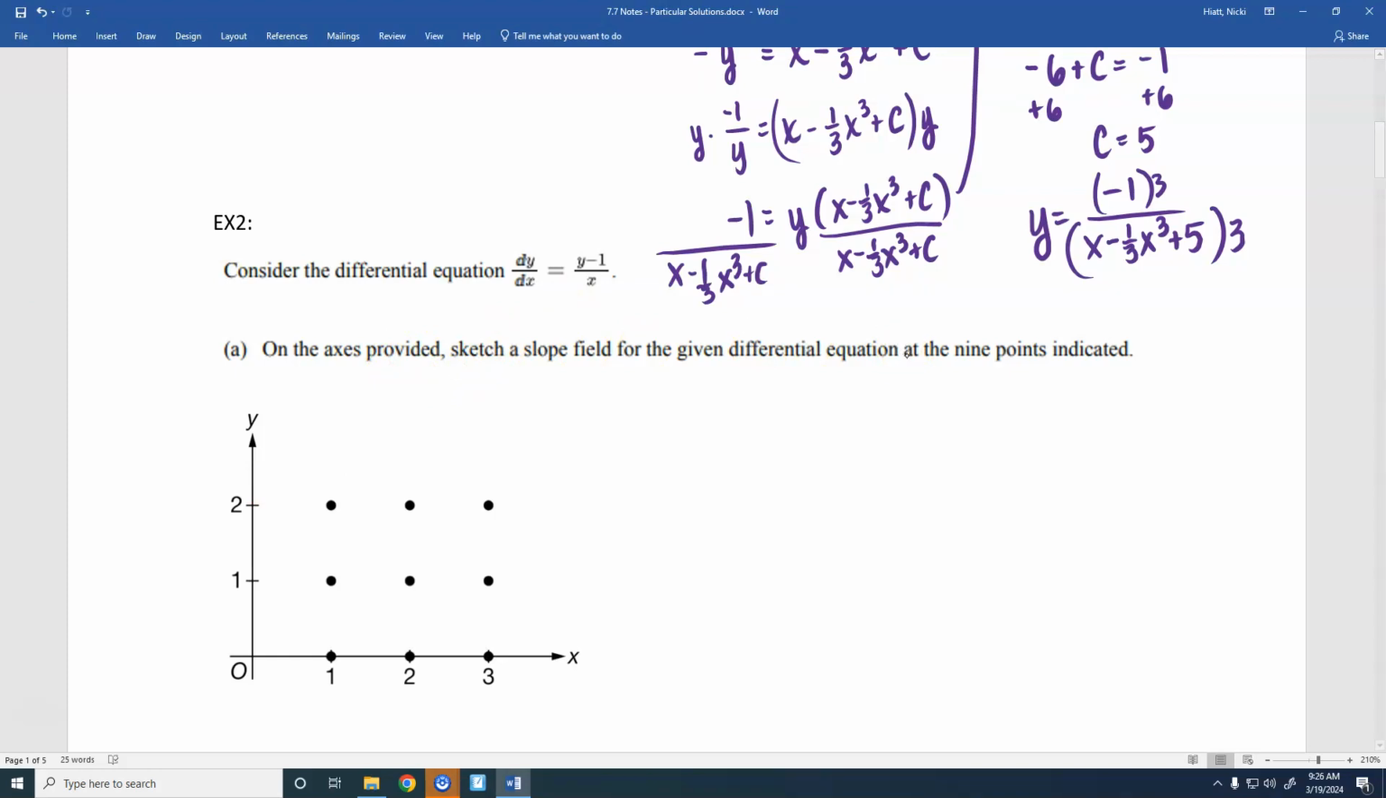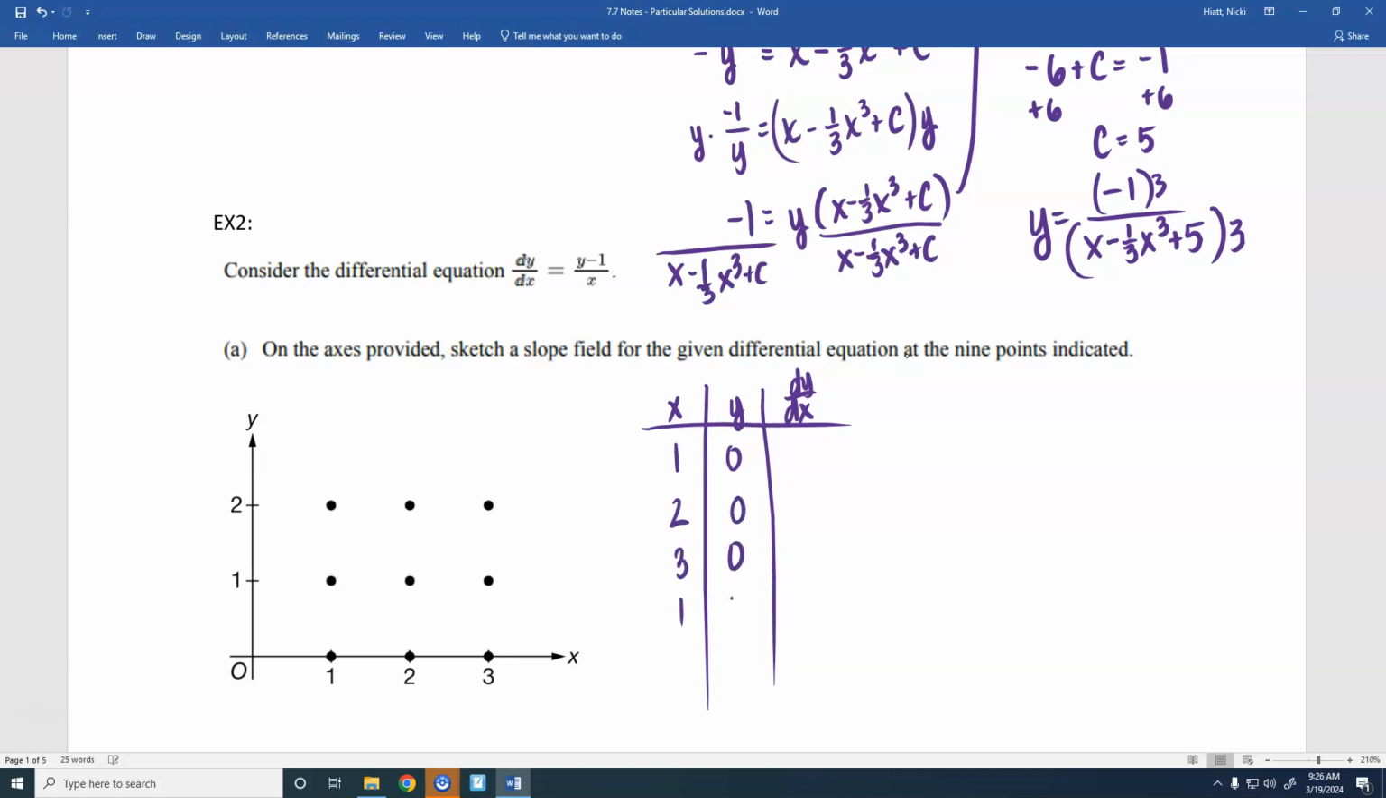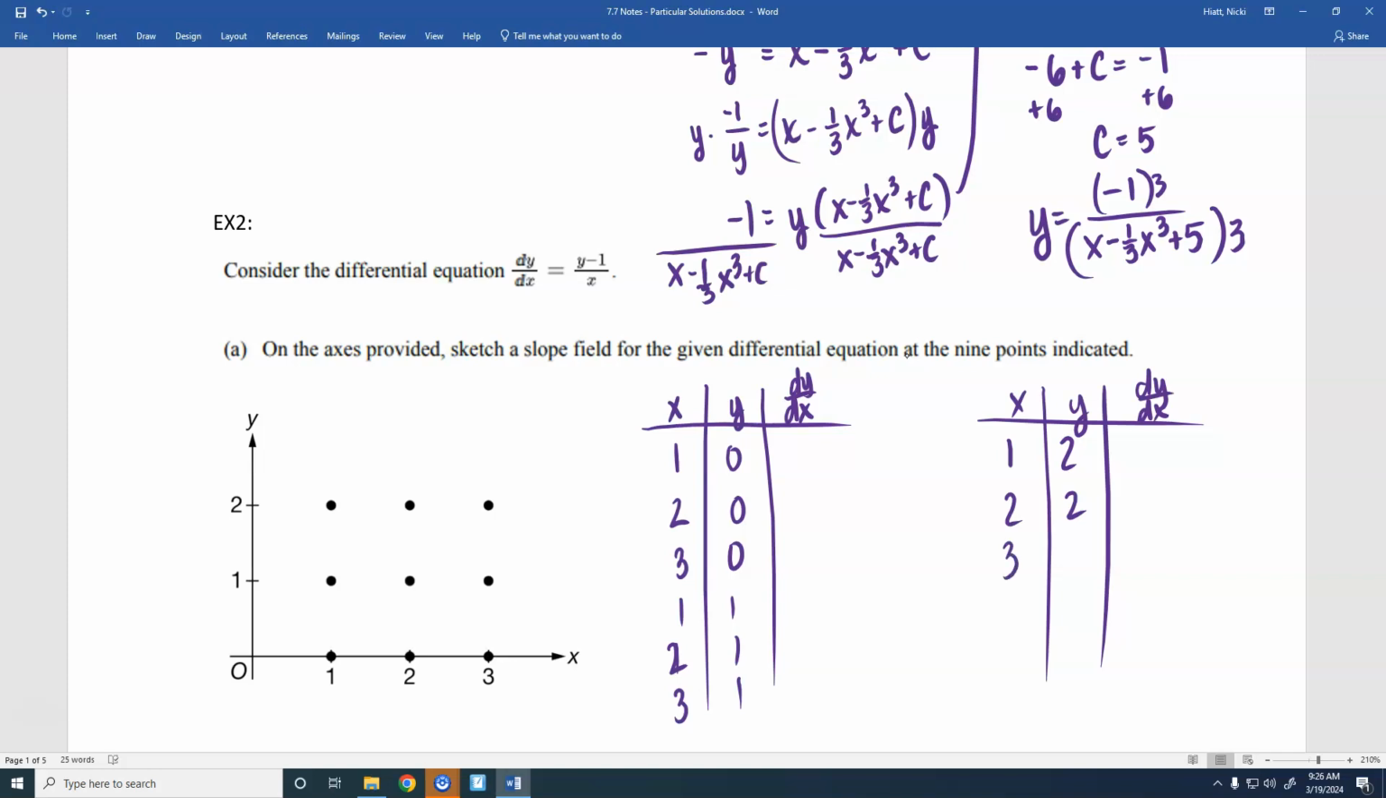For a slope field, remember we got these 9 points. You don't have to, but if you need to, you can make yourself a chart with x, y, dy/dx. And the points that you have are (1, 0), (2, 0), (3, 0), (1, 1), (2, 1), (3, 1), and then (1, 2), (2, 2), (3, 2). All right, so those are the points that we're plugging in.